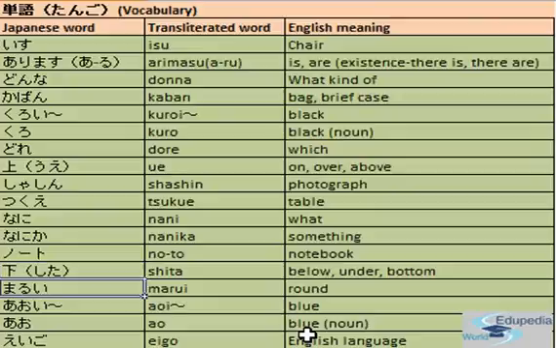Marui, round. Aoi, blue. Ao, blue. Eigo, English language.